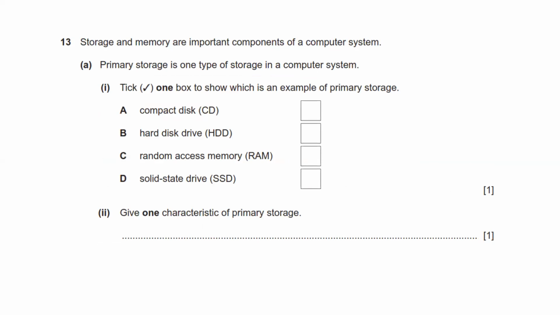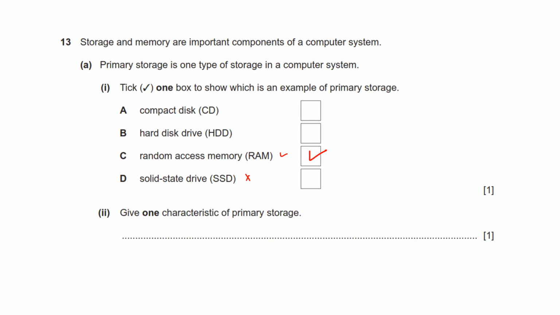So moving ahead, last question, question number 13 of this exam says storage and memory are important components of a computer system. Primary storage is one type of storage in a computer system. Tick one box to show which is an example of primary storage. So compact disk, no. Hard disk, no. Random access memory, yes. Solid state drive, no. So the answer is this C. Random access memory is the primary memory.